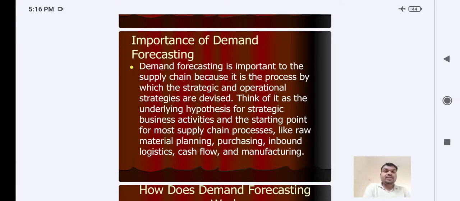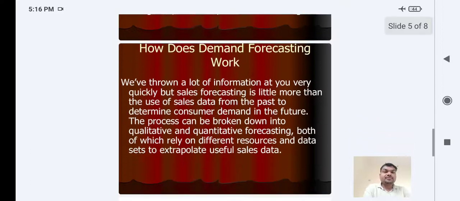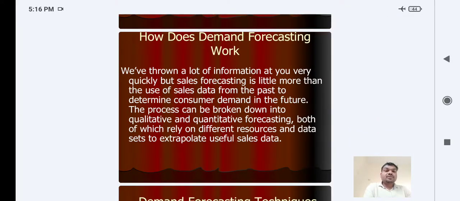How does demand forecasting work? We have thrown a lot of information at you very quickly, but sales forecasting is a little more than the use of sales data from the past to determine consumer demand in the future. The process can be broken down into qualitative and quantitative forecasting, both of which rely on different resources and data sets. So here we have discussed qualitative and quantitative.